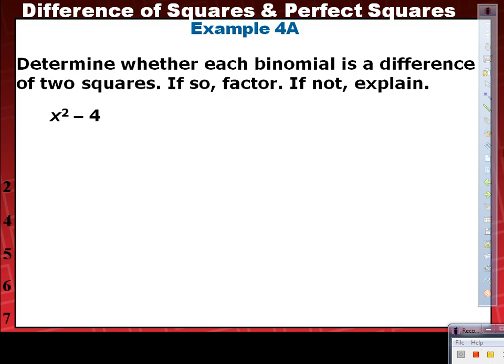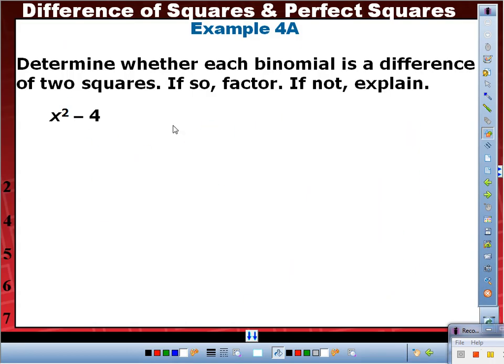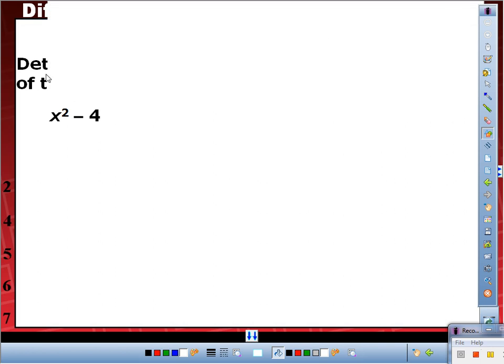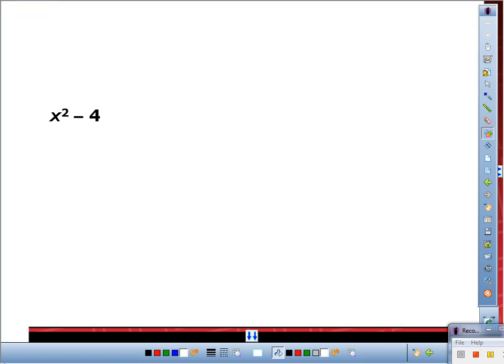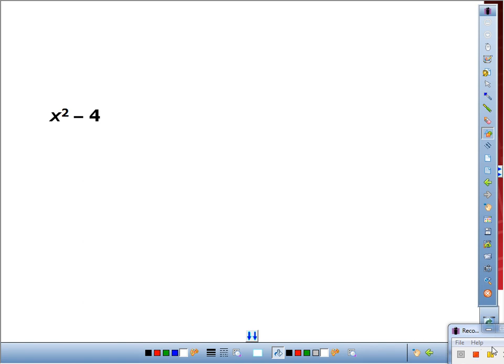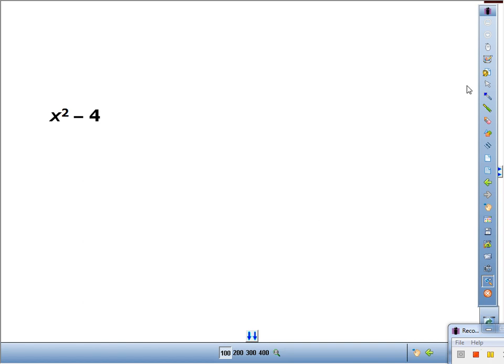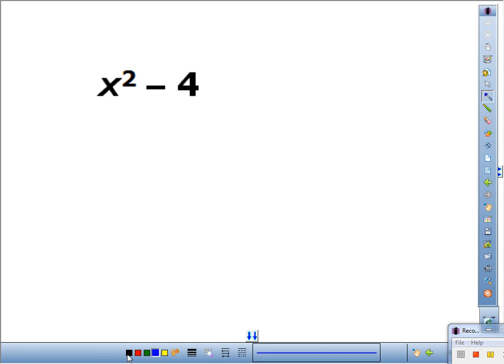Example 2A. I'll zoom in. Example 2A. Focus, please. Okay.